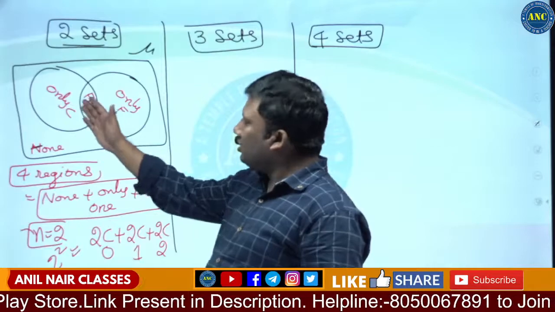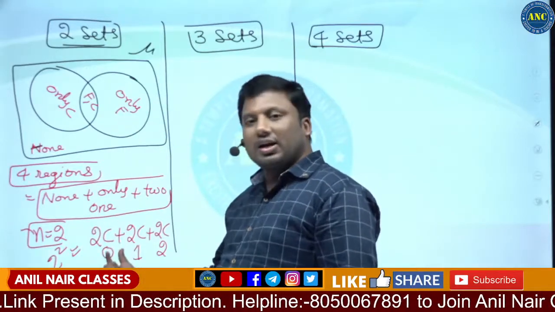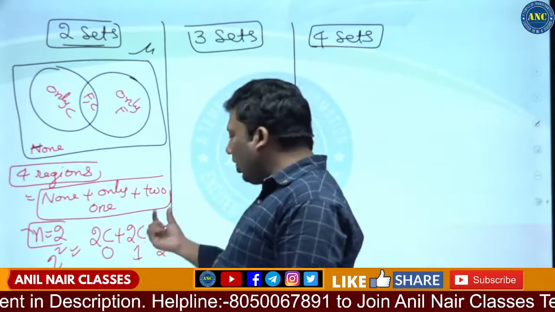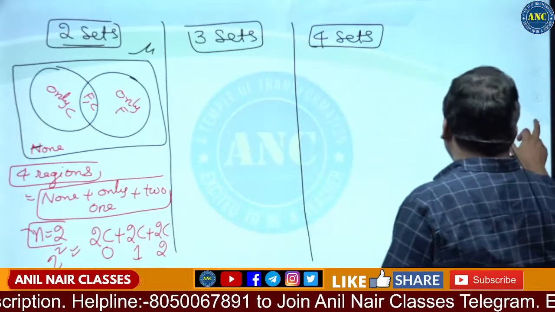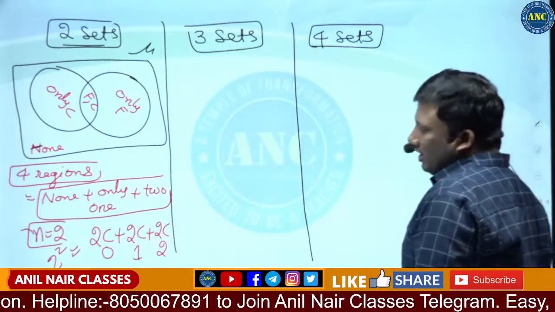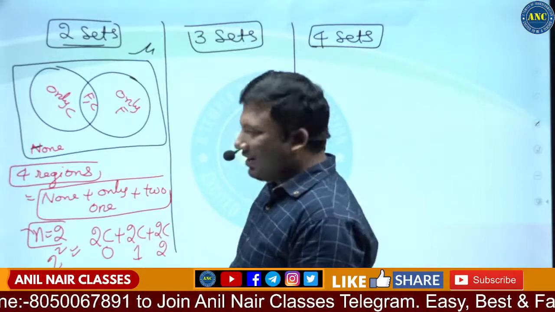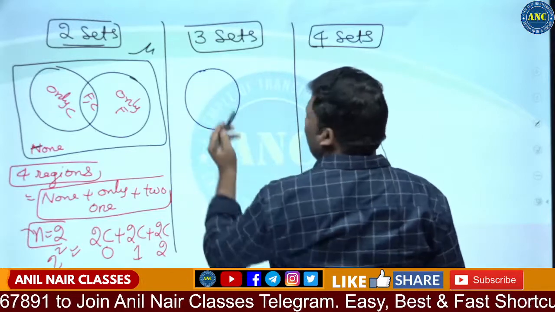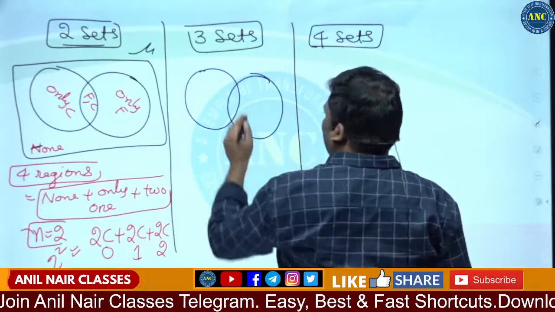Totally how many regions did we get? 4 regions. Out of 2 sports, I did not like any sport. Out of 2 sports, I liked one sport. Out of 2 sports, I liked 2 sports. So 2C0 plus 2C1 plus 2C2 is equivalent to 2 square regions. Similarly, for 3 sets, there are students who like Hindi movies. There are students who like regional movies.